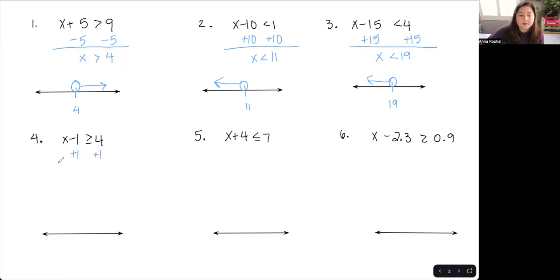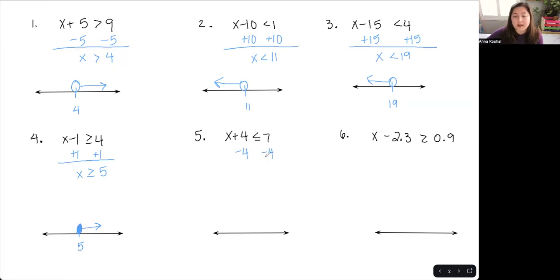Here I'm going to add 1 to create my 0 pair. X is greater than or equal to 5. Here's 5. This will be a closed circle pointing to the right. Closed circle because we know that x could also be 5.